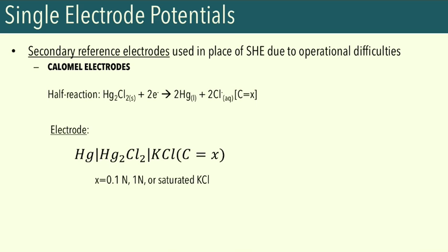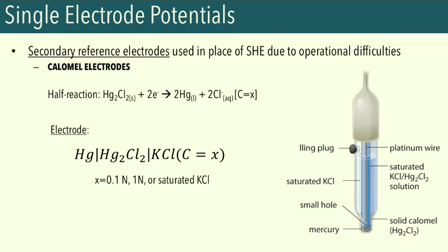We have mercury bar, mercurous chloride bar, KCl. Okay, so KCl is the electrolyte source of chloride ions, and its concentration can be anywhere from 0.1 normal, 1 normal, or saturated KCl. Okay, so the typical calomel electrode can appear as follows, and it's very common to see this electrode in analytical electrochemical setups like pH meters or other ion-selective electrodes as a reference electrode.